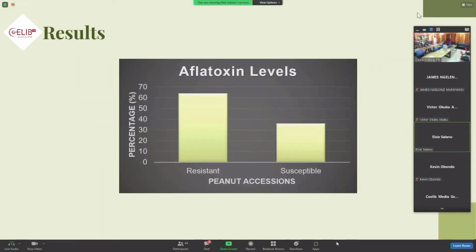So this is a graphical representation of the peanut accessions and the outcomes that were shown. Out of the 25, more of them, 64% were resistant, whereas the rest were susceptible to aflatoxin accumulation.